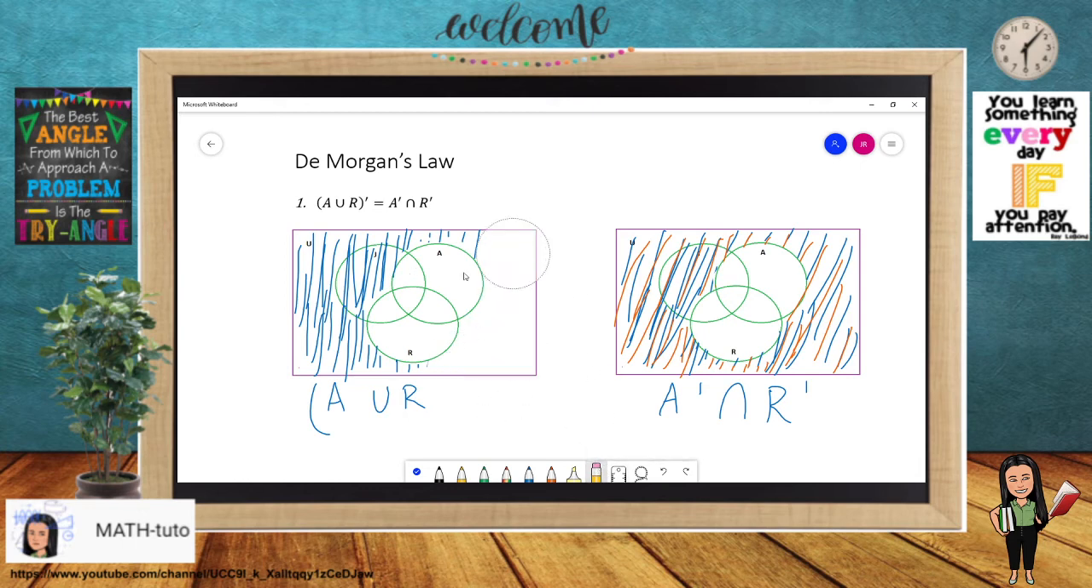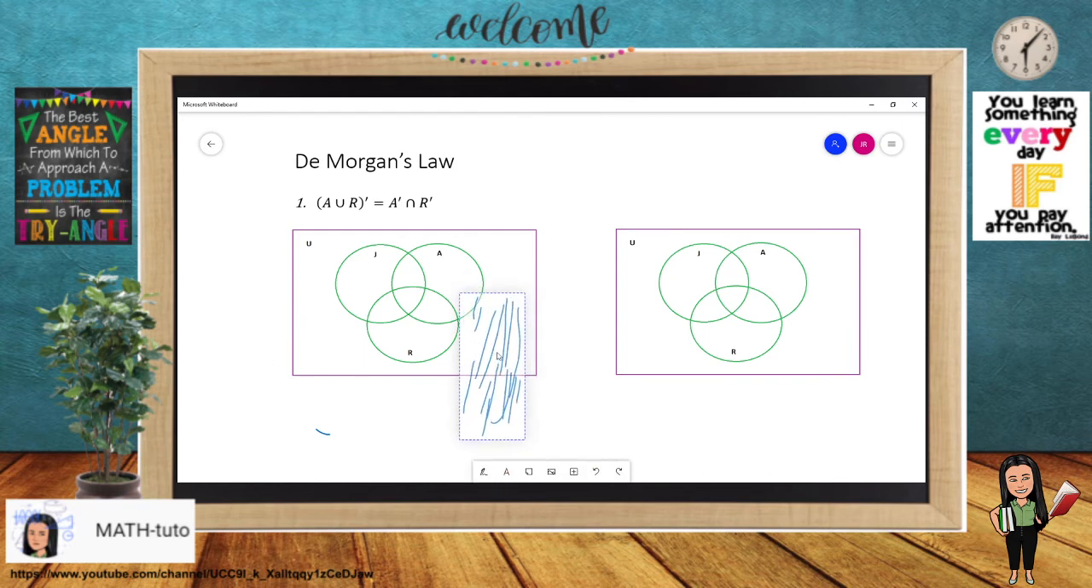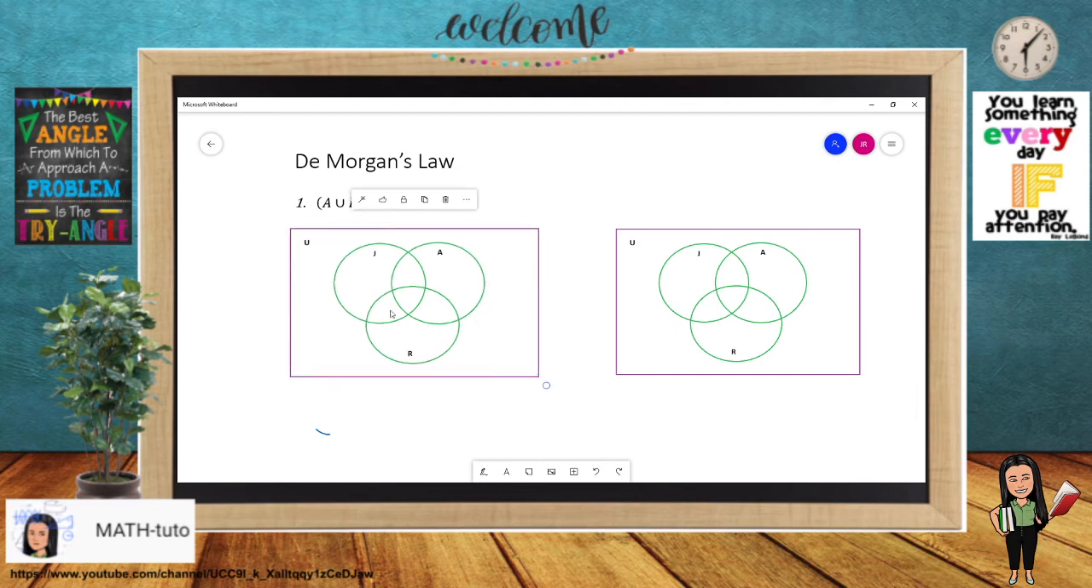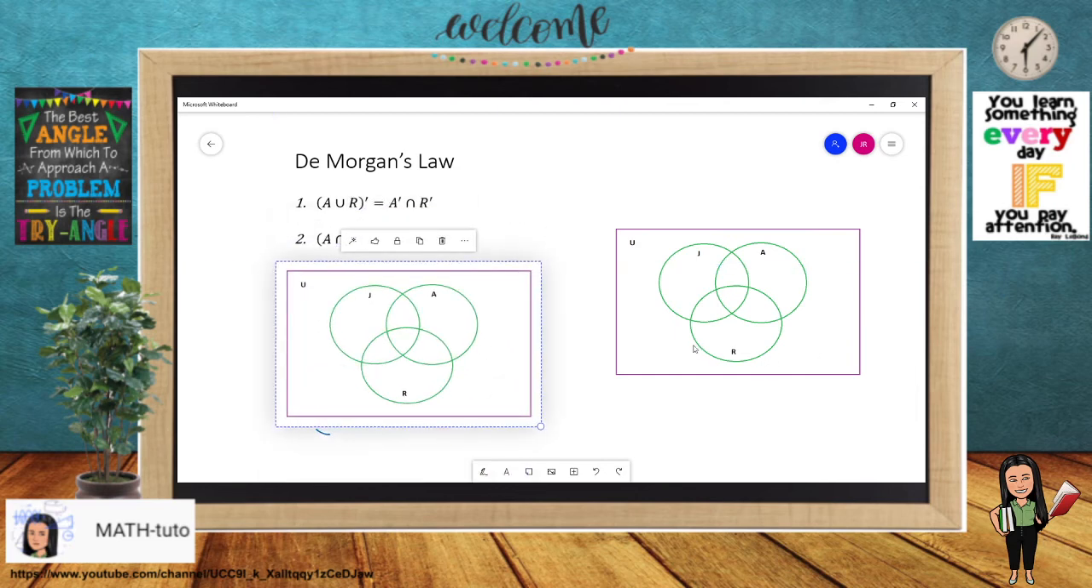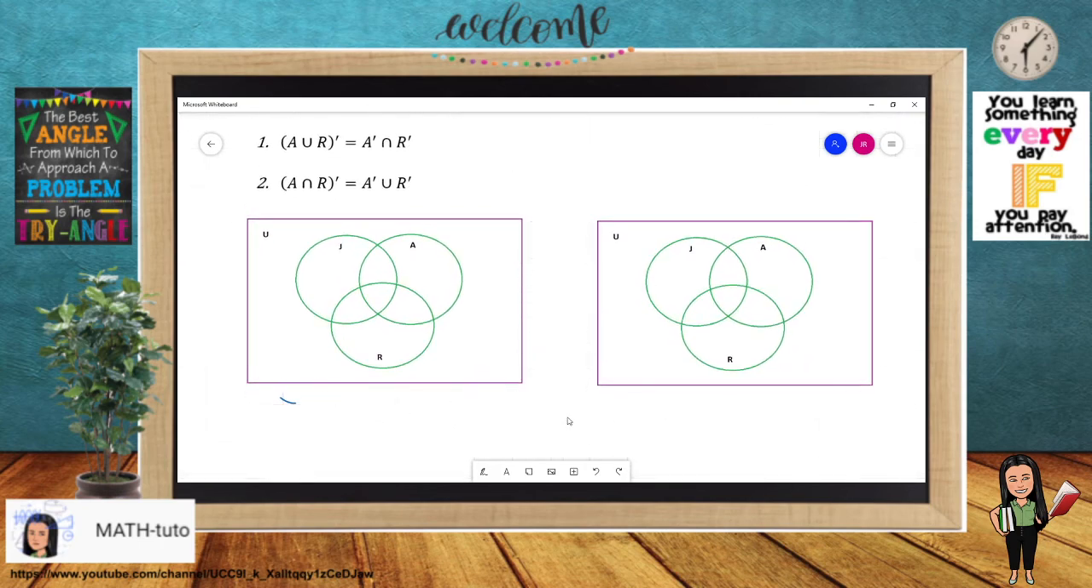Okay? Sige, erase natin to. There is another one actually. Yung number 2. Wait lang. Yan. Kinover ko kasi siya ng figure. Number 2. Now, we need to show that the complement of the intersection A and R is the same as the union of A prime and R prime.